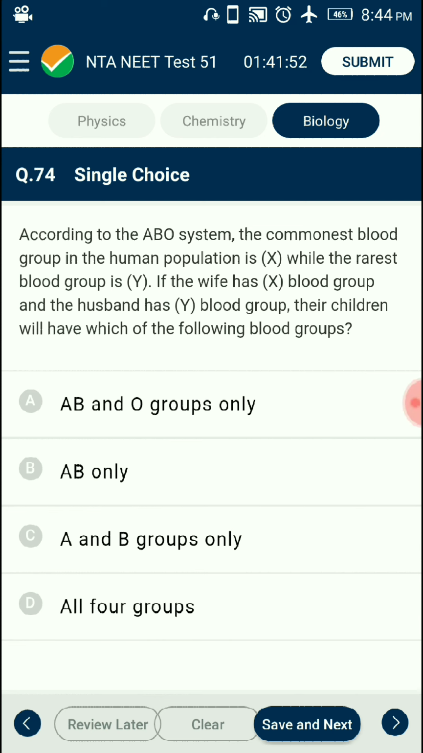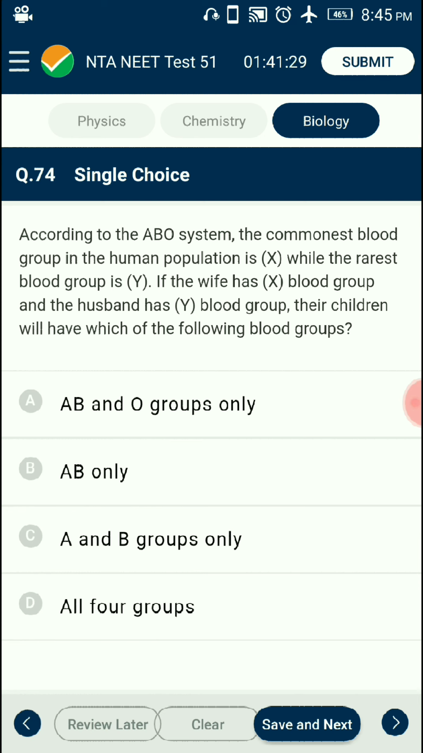Question number 74. According to the ABO system, the commonest blood group in the human population is X, while the rarest blood group is Y. If the wife has X blood group and the husband has Y blood group, their children will have which of the following blood groups? According to the ABO system, the commonest blood group in the human population is O, while the rarest blood group is AB.